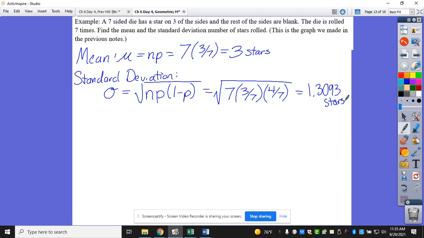And sometimes this will be written with the trials, like rolls, because it's the rolls that were successes, 3 rolls. So this one means it varies by an average of 1.3093 from the mean of 3.